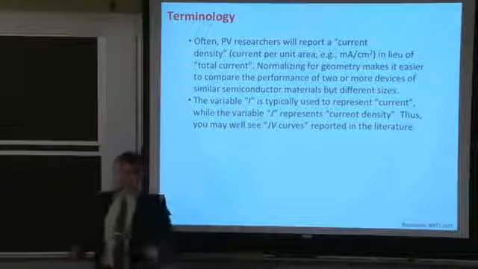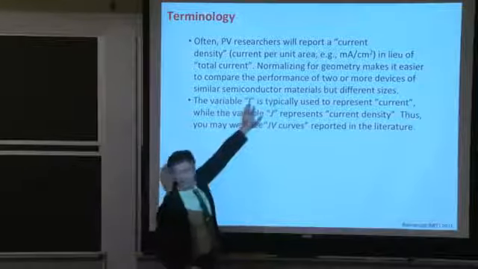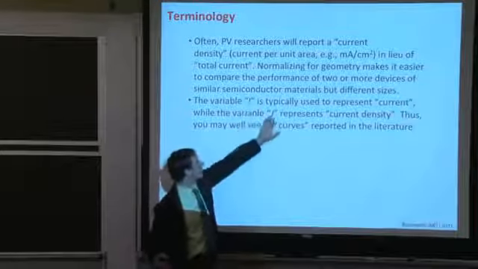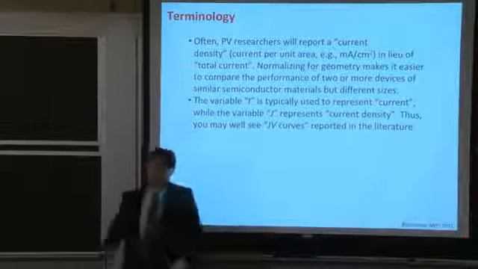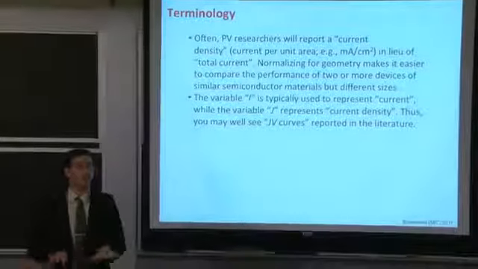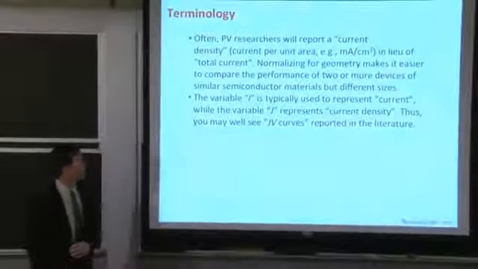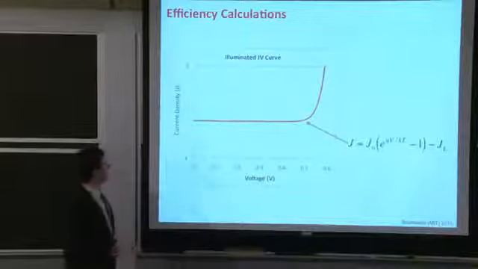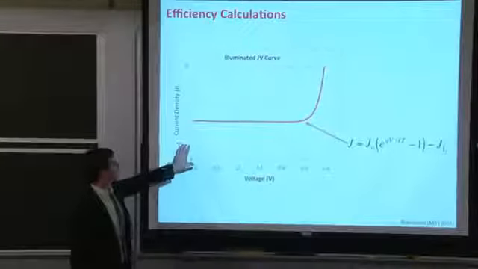Right, so if we're calculating power, we'll have to use I. We'll have to multiply I times V. But if we're just looking at one solar cell versus another, we can use J as a very convenient way of comparing one solar cell versus another.